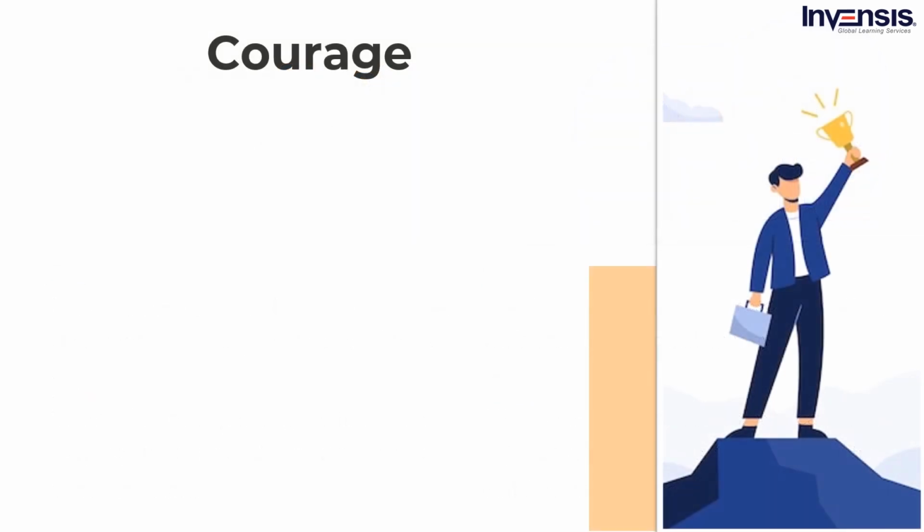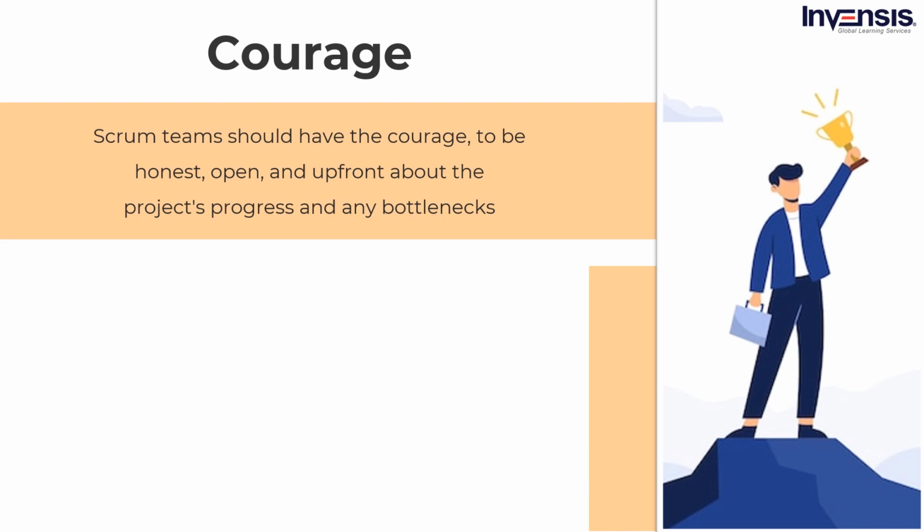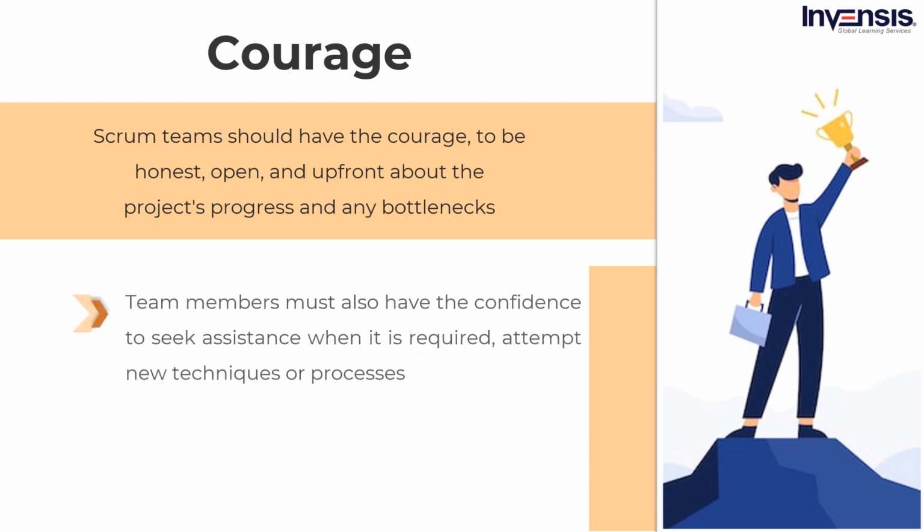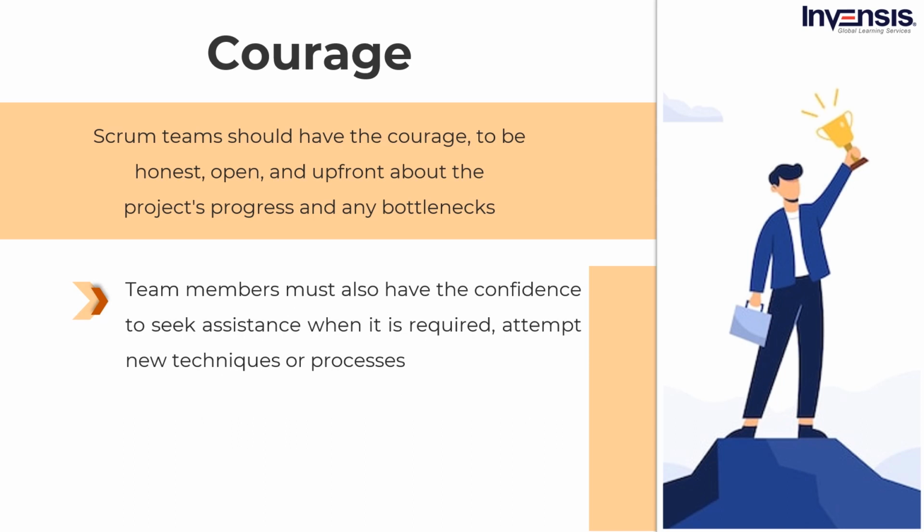Now, let us move on to our last value, which is courage. Scrum teams must have the courage to be honest, open, and upfront about the project's progress and any bottlenecks they encounter, both internally and with stakeholders. Team members must also have the confidence to seek assistance when it is required, to attempt new techniques or procedures that they are unfamiliar with, and to politely disagree and engage in open debate.